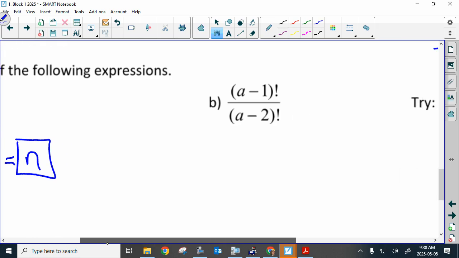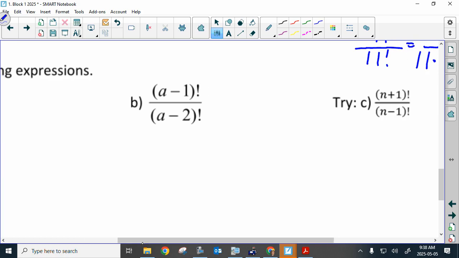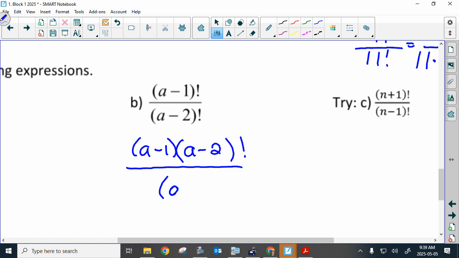Which one's bigger, a minus 1 or a minus 2? Okay, what's 1 less than a minus 1? What's 1 less than a minus 1? A minus 2, right? It matches the bottom. And then I can divide, and my final expression is just a minus 1. Do you guys want to think, like, what's 1 less? What would an expression for 1 less be?